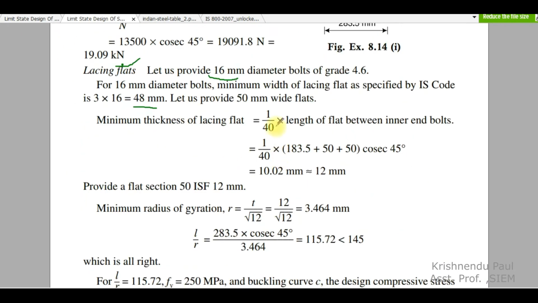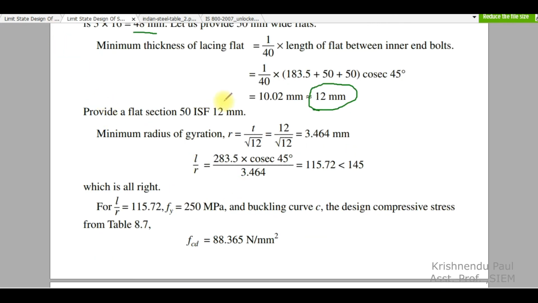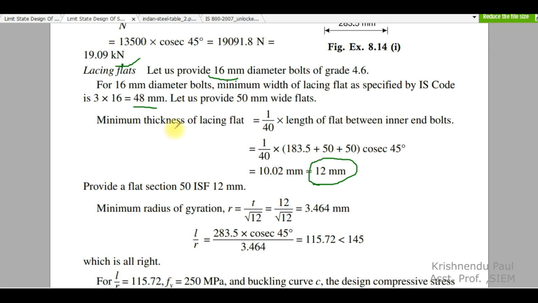And you have to find the thickness here. So thickness will be 1 by 40 into the length of the flat between the inner end bolts, that is 183 plus g into cosec theta. So it is 10.02. This is the minimum one, so you have to increase it. They have increased it by around 2 millimeter, so it is 12 millimeter thickness. So provide a flat section 50 millimeter wide, Indian standard flat, 12 millimeter thickness. Now you have to check the strength of this lacing. To check the strength, you have to find the slenderness ratio. To find the slenderness ratio, you should know the minimum radius of gyration.